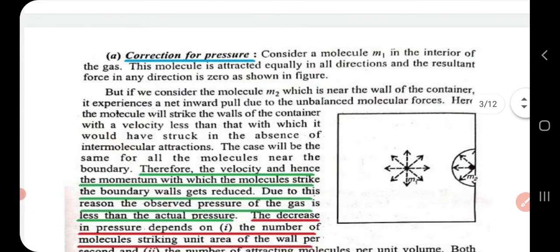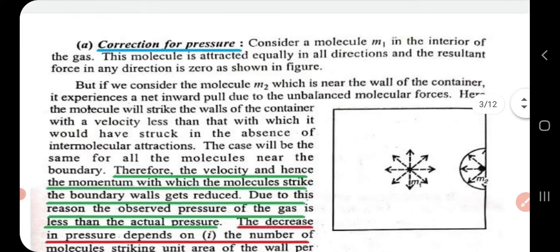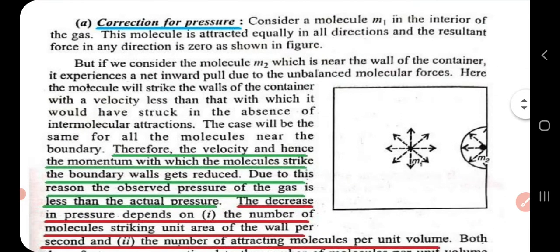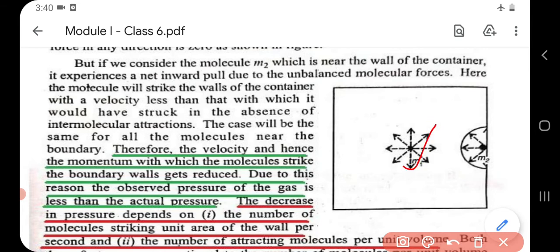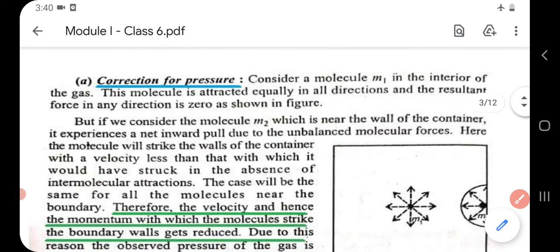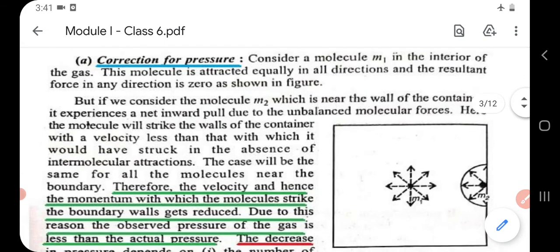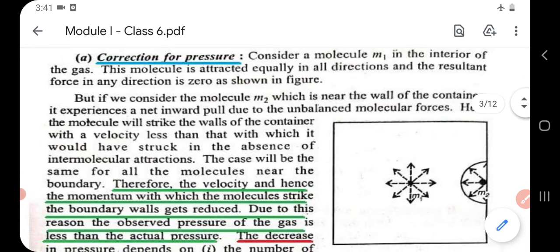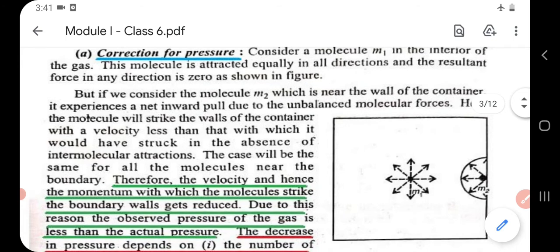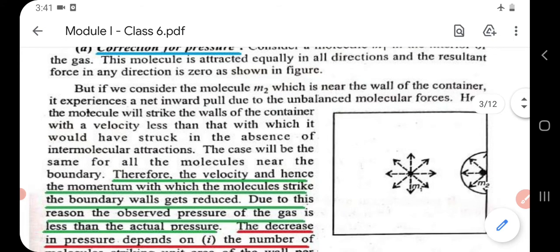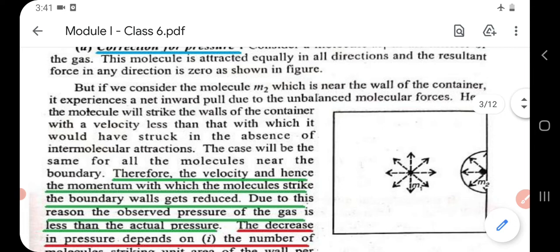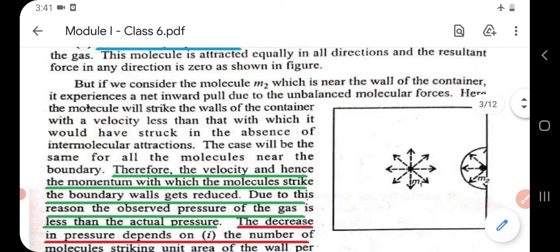Now, first let us see how the correction for pressure is applied. Consider a molecule M1. It lies in the interior of the container, that is, it is attracted in all directions equally. So, the resultant force in any direction will be 0. Why? Because it lies internally in the container, and at the same time it is attracted equally in all directions. So, the net force acting on that molecule will be 0.